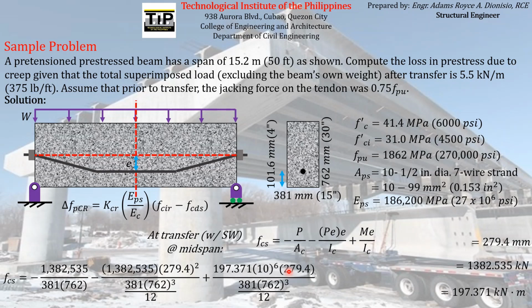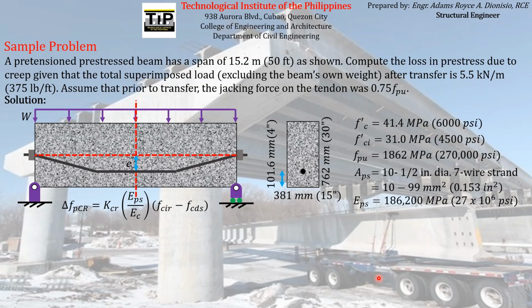So computing those, the resulting stress will be in terms of megapascal or Newton per mm squared, which is equal to this. And we have a negative value here, meaning the stress acting at the level of the pre-stressing reinforcement at transfer with self-weight is a compressive stress. So that is actually the FCIR here on the formula.